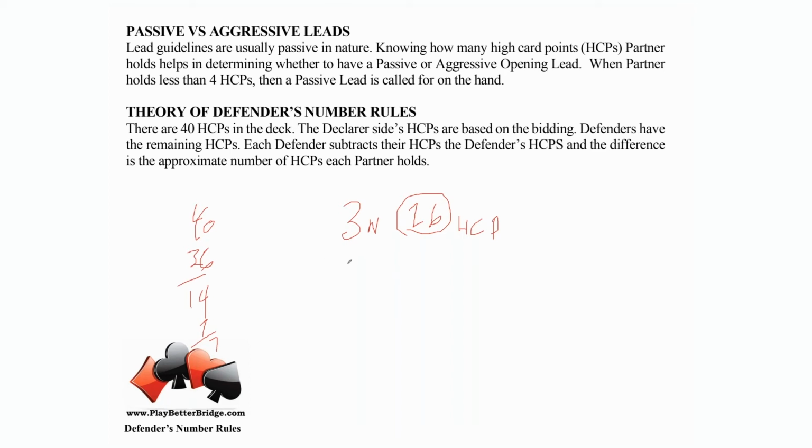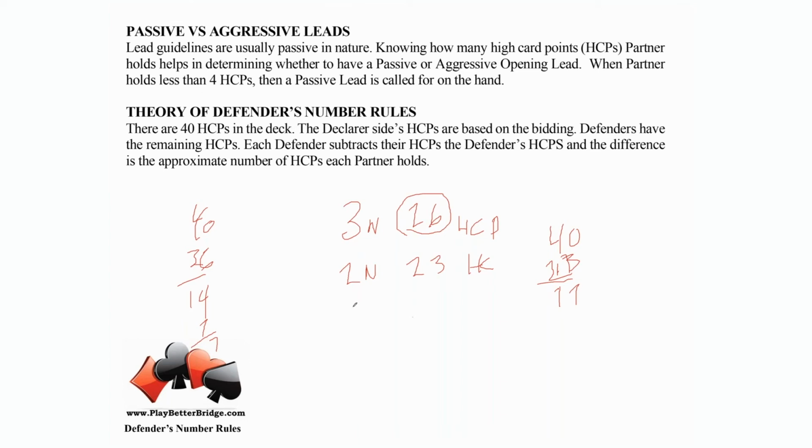And same idea. So let's say the opponents are in 2 no trump. Maybe it went 1 no trump, 2 no trump. Invitation to game, but not enough, right? So we're going to put the opponents at 23 high card points. And we're going to subtract from 40, and that leaves the defenders approximately 17. Rule of 14 versus game, rule of 17 versus invitational values, and the rule of 19.